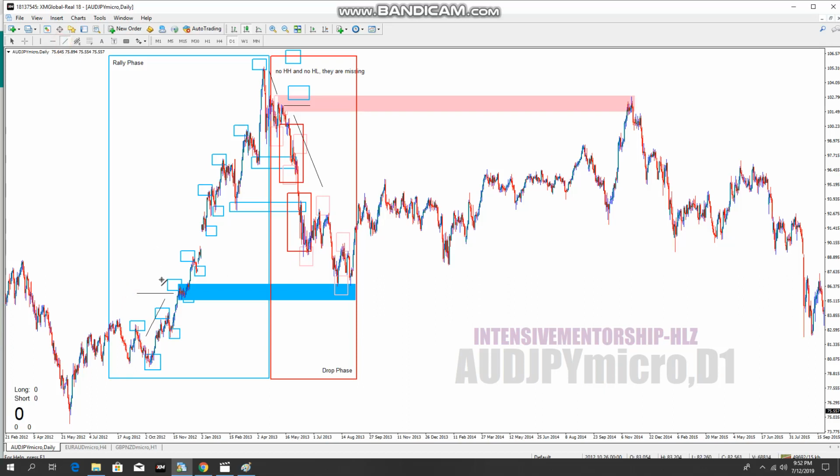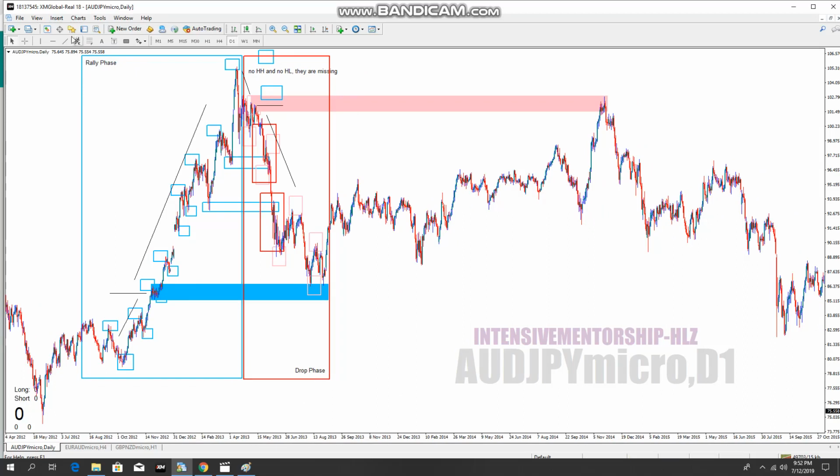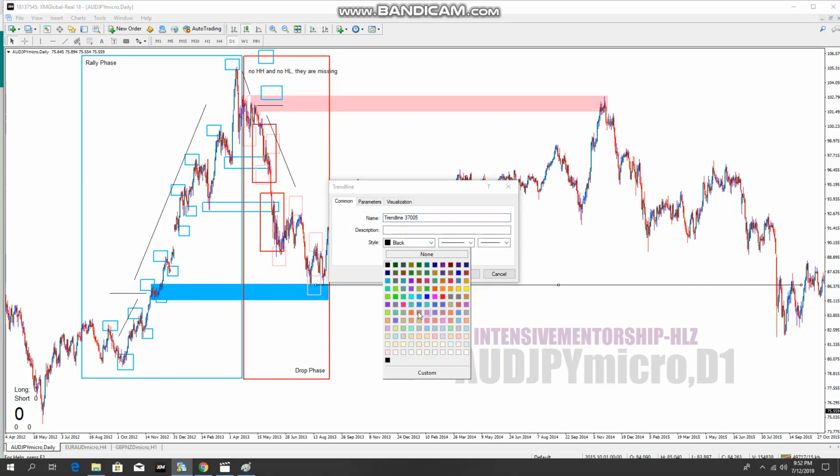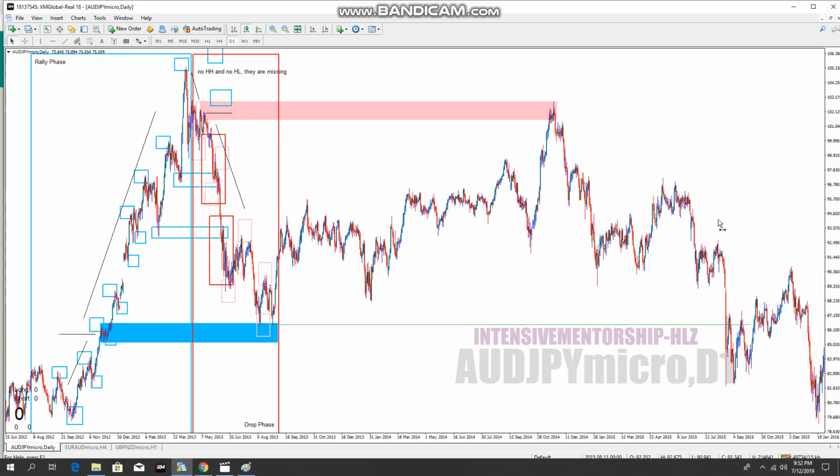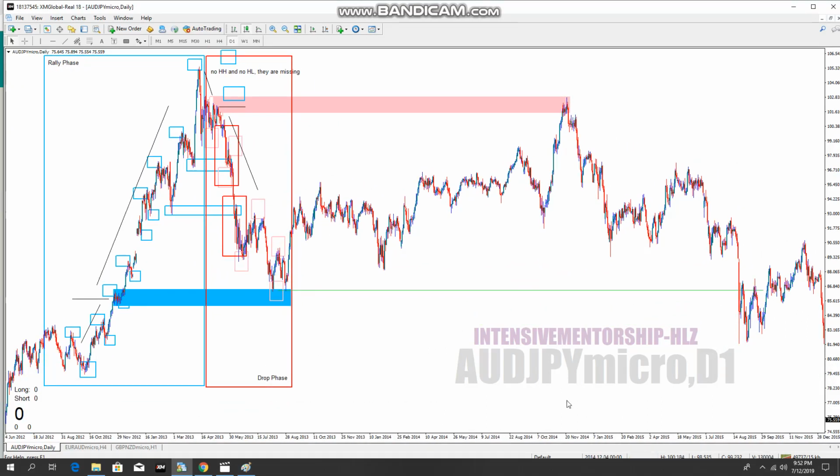Base rally. Okay, so the SL will be around here. This will be the SL. So that's how you are going to identify the structure breaker.